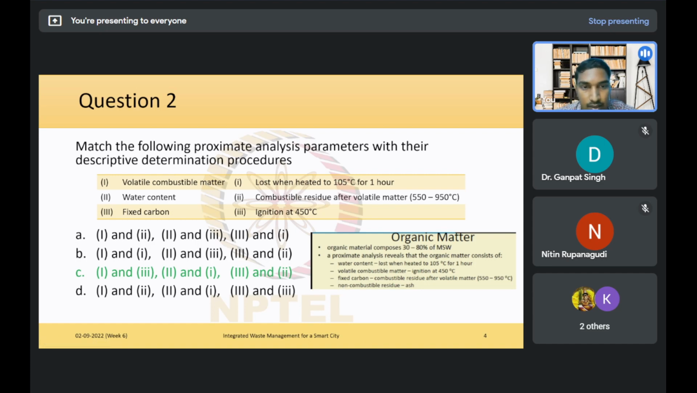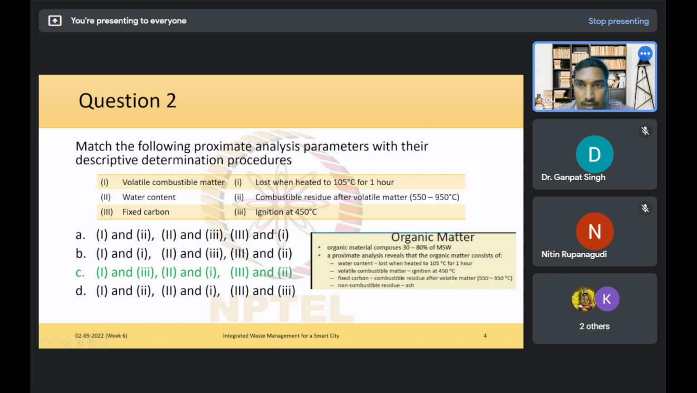The other type of analysis that we could do is the ultimate analysis, where our interest is in a much more detailed analysis, where we look at how much carbon is there, how much nitrogen, hydrogen, and so on, in terms of individual elements. Whereas in the proximate analysis, we look at these broad components.